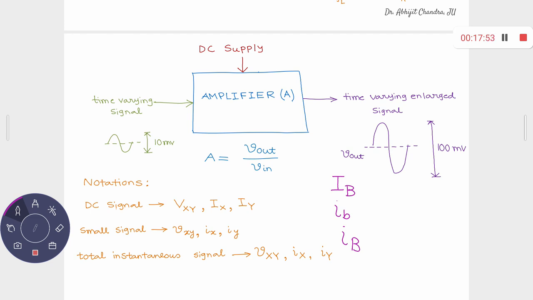But here, as you see, this input is riding on zero level, and here plus pi, minus pi. The output is also lying on zero level, and here plus 50, minus 50. So that means it's a purely time varying signal. No DC part involved. Okay. Any doubt up to this?